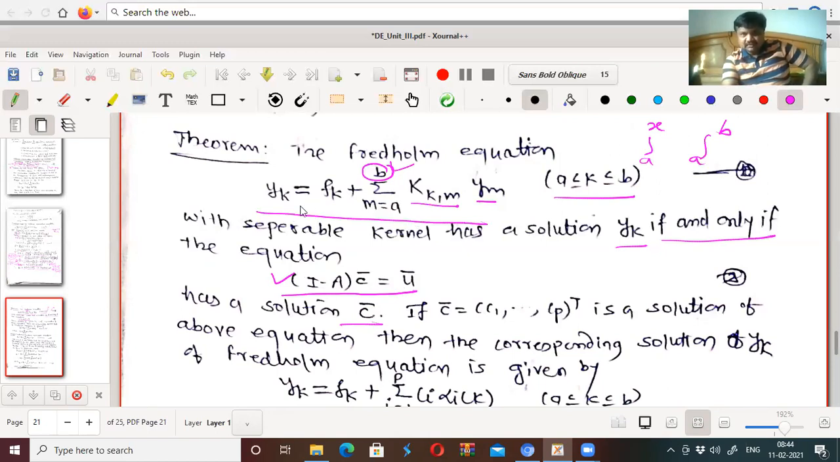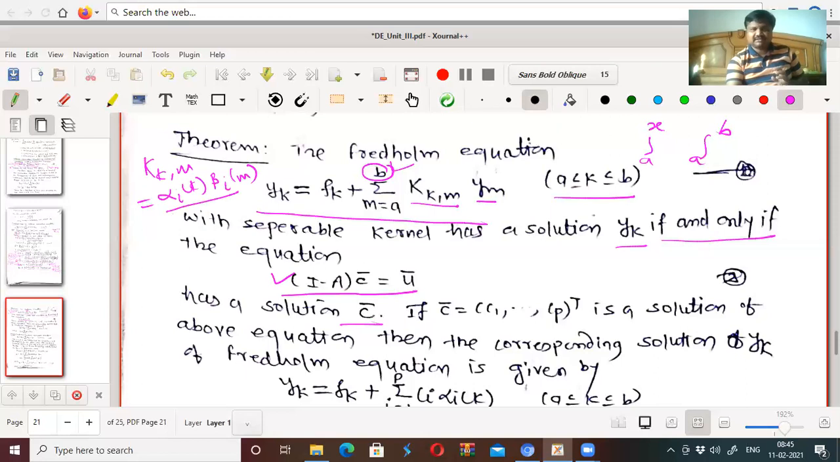We say that the Fredholm equation with separable kernel. What is meant by kernel is separable? K of k m. Kernel is separable means this can be written as alpha i of k into beta i of m. That is separable. You can separate the function of k and the function of m. That is the only case.